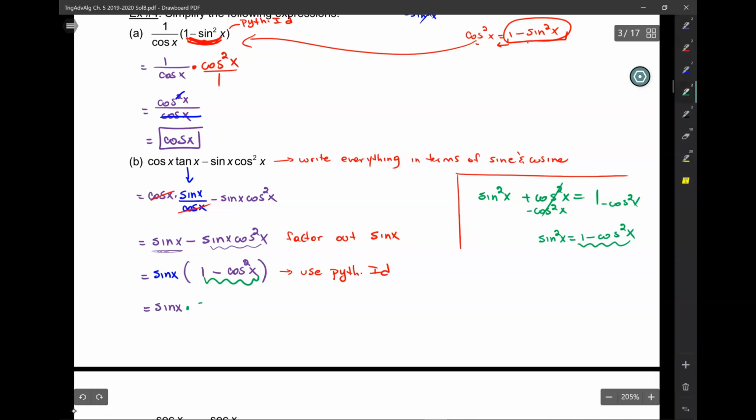So now I have sine x times sine squared x. Yeah, of course you can. Multiplying together, sine x times another 2 sine cubed x. That's it. This isn't that bad.